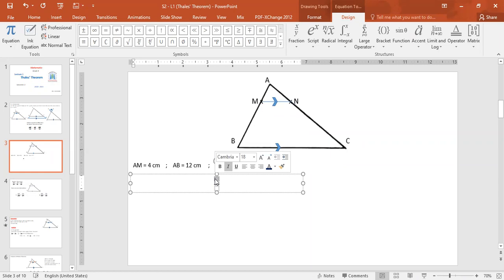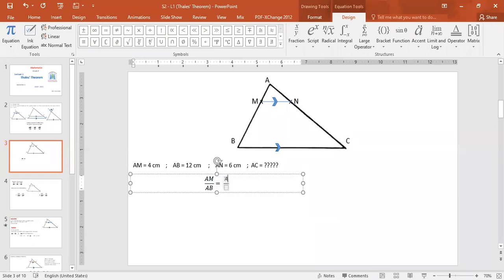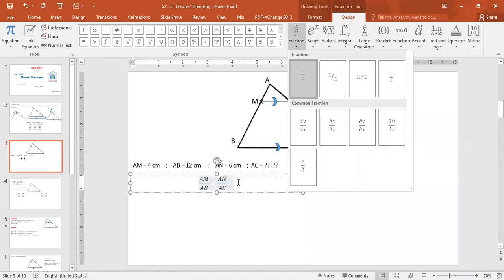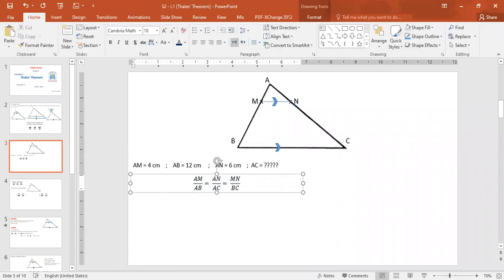Apply it. What should we say? Applying Thales theorem. AM over AB is equal to AN over AC is equal to MN over BC. MN over BC, right, Mahdi? Okay.